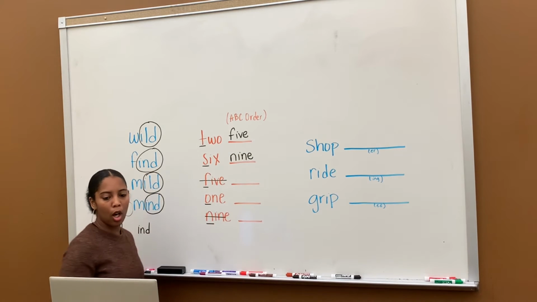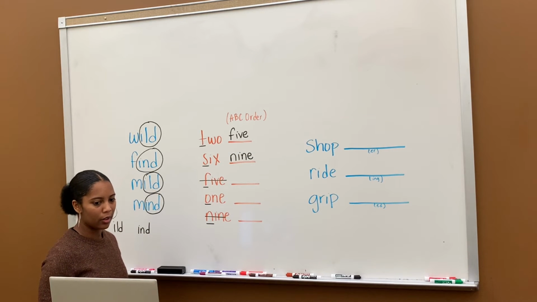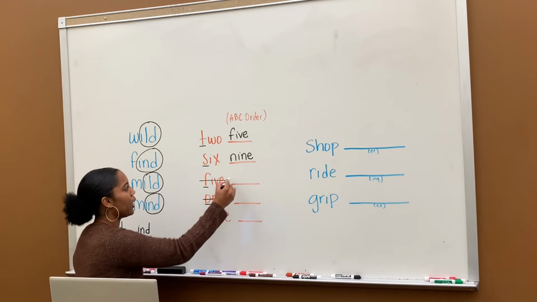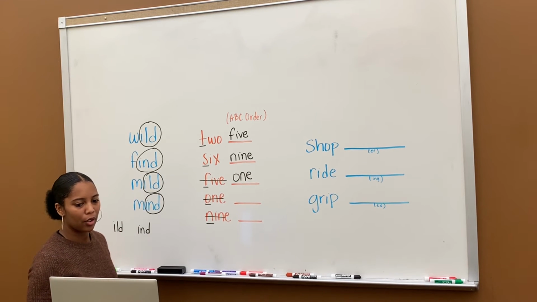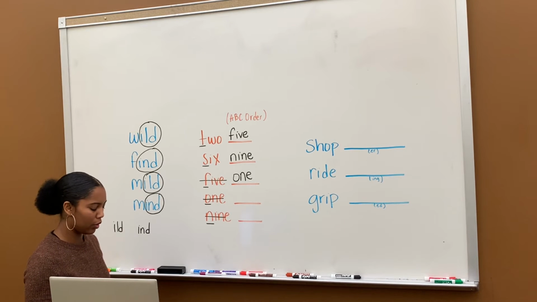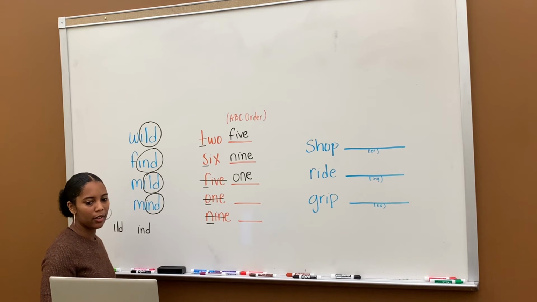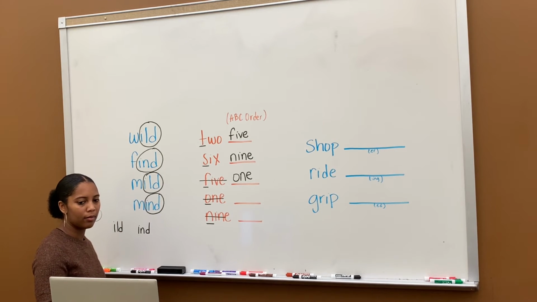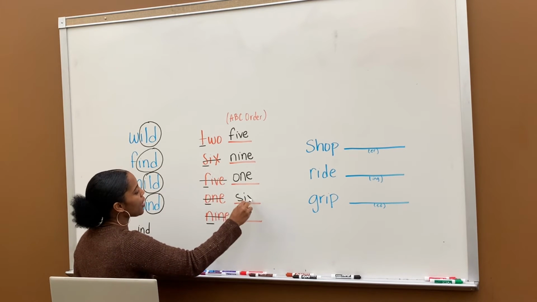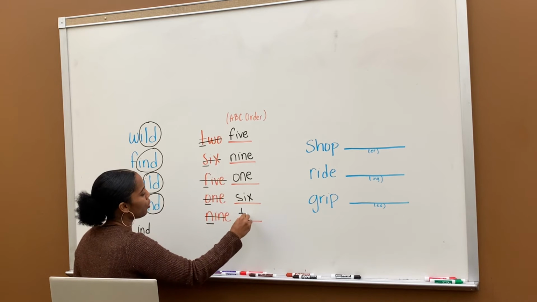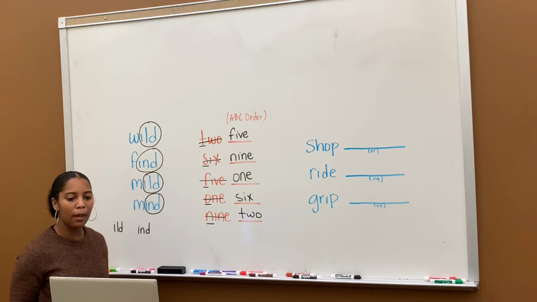M, N, O. Nope. I mean yes. Yeah. One. Okay. M, N, O, P. Nope. Q. Nope. R. What? R, like letter R, like a ring R. S. Nope. Yes. Six. And then our last one is going to be the number two. So we put it in ABC order.